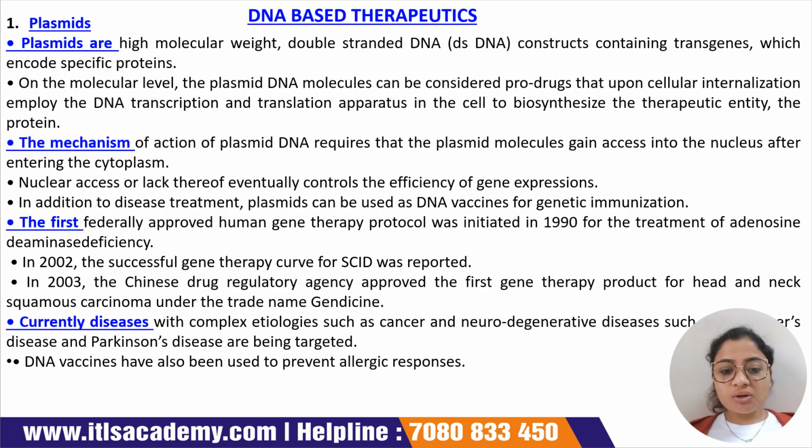Okay, now coming to the main content of this session, that is the nucleic acid based therapeutic agents, okay. So whenever we are talking about nucleic acid, we know that there are two varieties, DNA and RNA. DNA is deoxyribonucleic acid, which is the more stable and double helical form, and RNA is ribonucleic acid, which is the less stable form and it is single stranded.